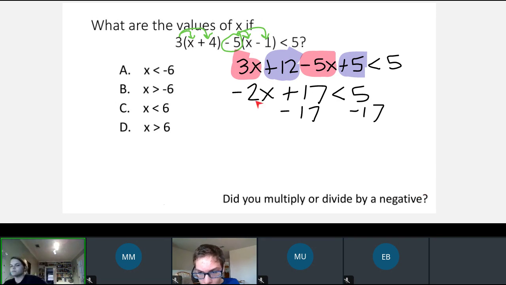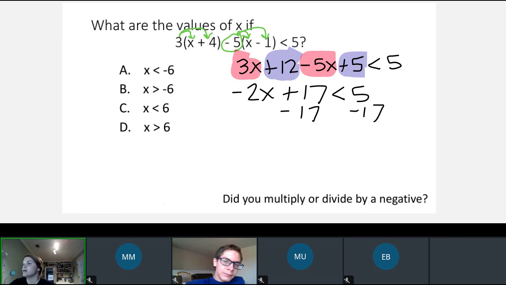Okay, so because I did 3 minus 5, they both have an x, so I can combine them. 3x minus 5x, so I got negative 2x. Then in this blue purple highlighter, I had 12 plus 5. Okay. Well, let's not do backwards ways. Let's do ways that we know are going to work every time.